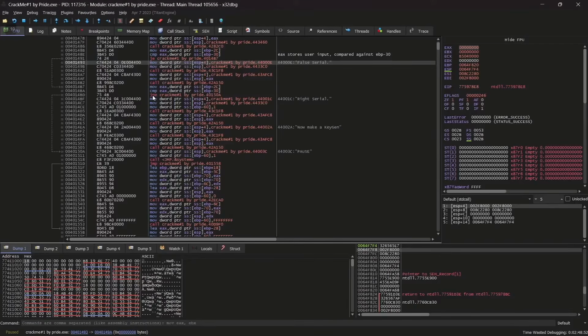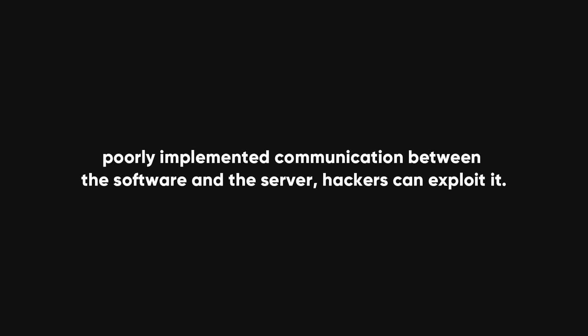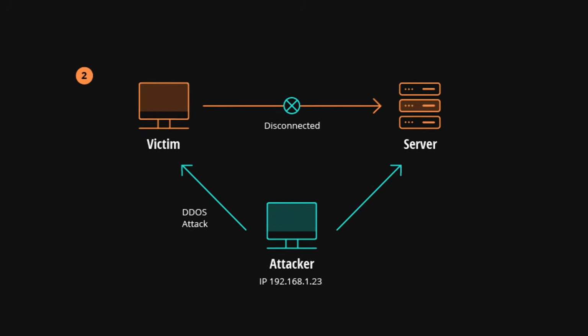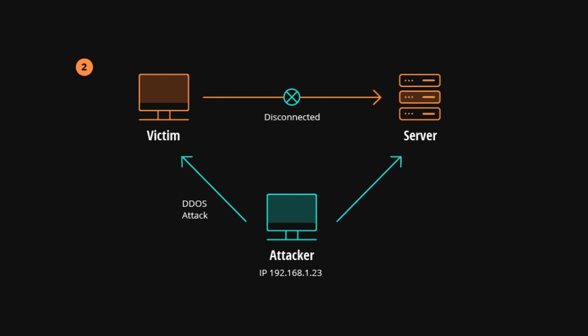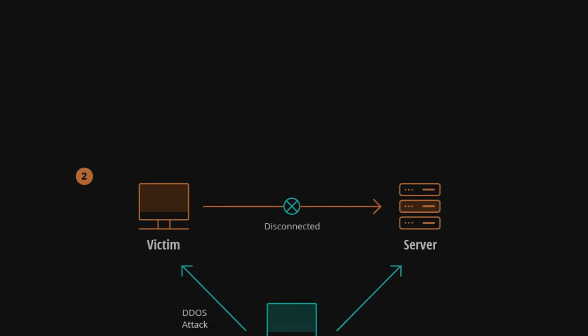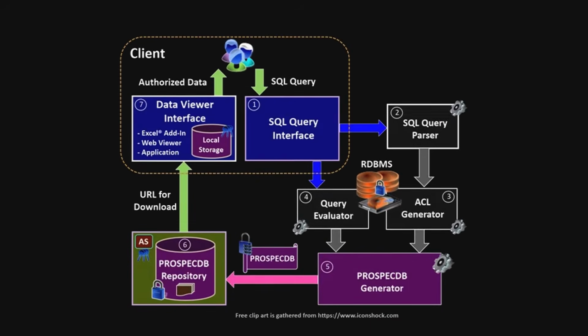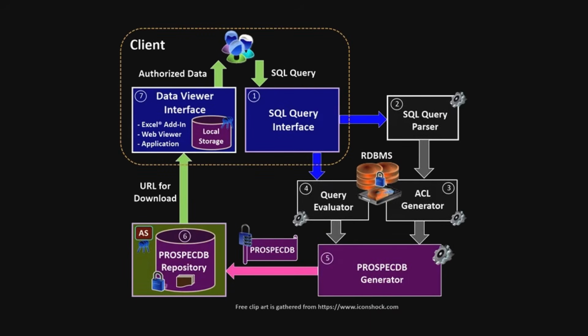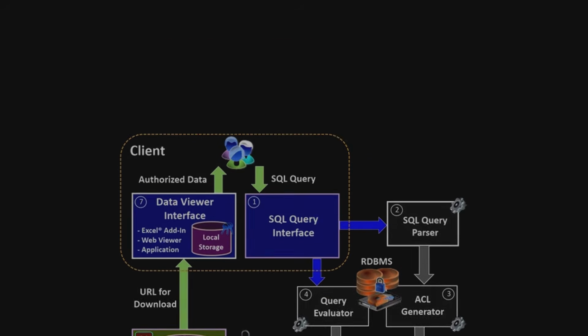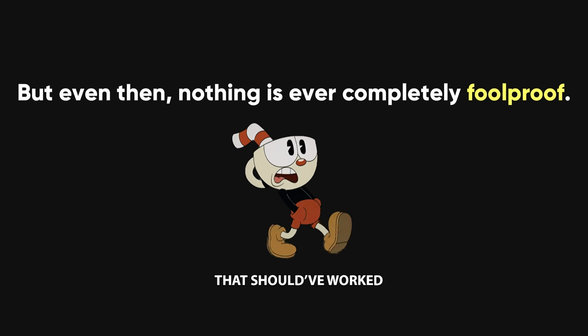For online activation, things get a little trickier but far from impossible. Since online verification involves server-side keys and external validation, it's harder to bypass. However, if there's even one weak spot in the code, such as poorly implemented communication between the software and the server, hackers can exploit it. They might intercept and analyze the data sent to the server or find a way to manipulate the software into accepting invalid keys. Some software, particularly those with strong server-side validation and encrypted communication, can resist these attacks much better, but even then, nothing is ever completely foolproof.